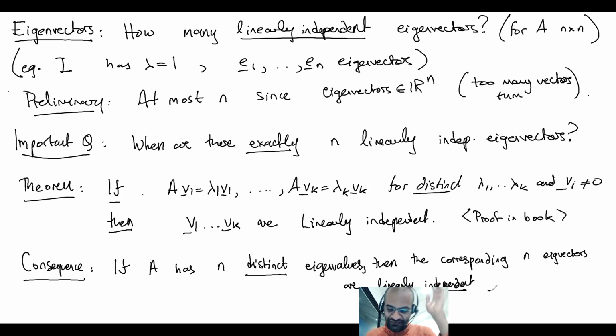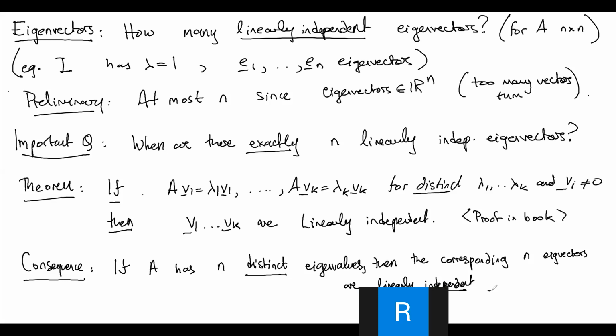Okay, so distinct eigenvalues implies enough linearly independent eigenvectors. Now, there's an if-then statement, right? It's a one-directional arrow. If the eigenvalues are distinct, then the eigenvectors are linearly independent. The other direction is not true. Why is the other direction not true? Anybody think of an example?